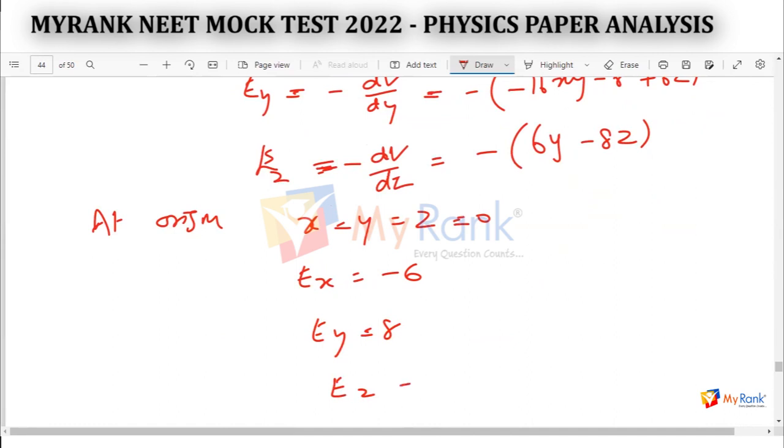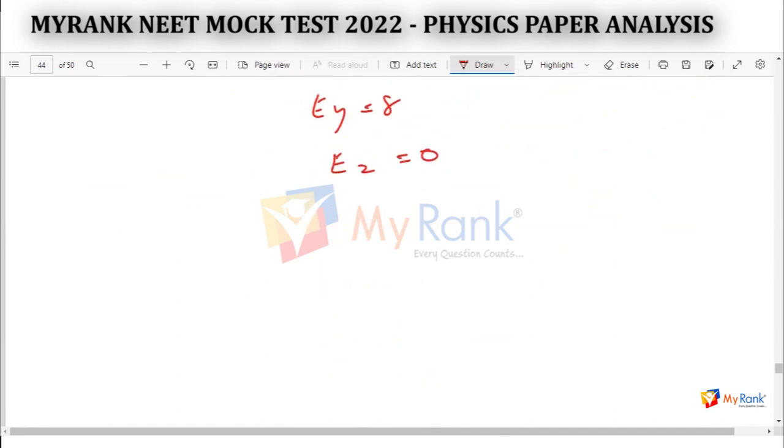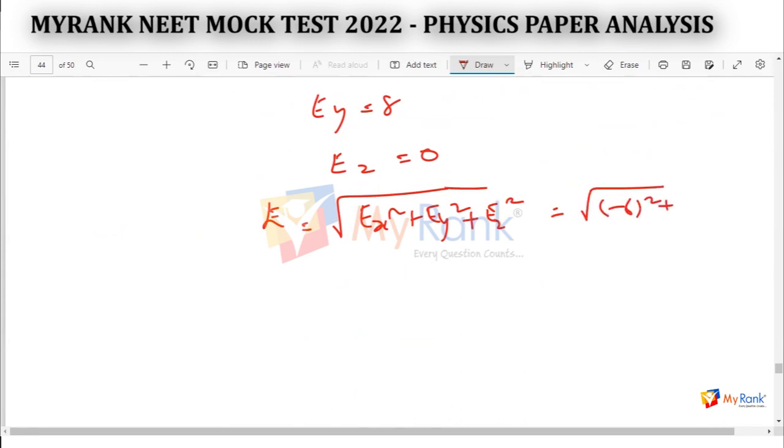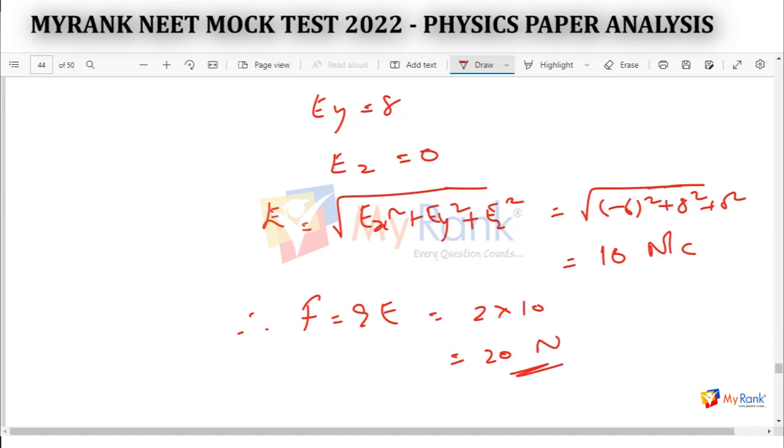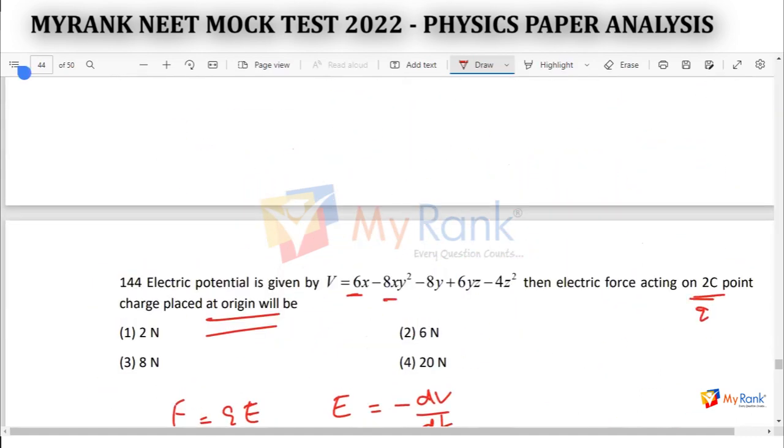Ez as 0. So therefore, electric field is nothing but root over Ex square plus Ey square plus Ez square, as we know. So that means root over minus 6 whole square plus 8 square plus 0 square. That means it is 36 plus 64, okay, 100 means 10. 10 Newton per Coulomb. So therefore, force F is nothing but Q into E. So that means 2 into 10, that is 20 Newtons is the right answer, friends. So the fourth is the correct answer to this.